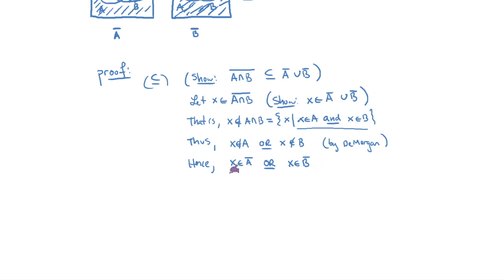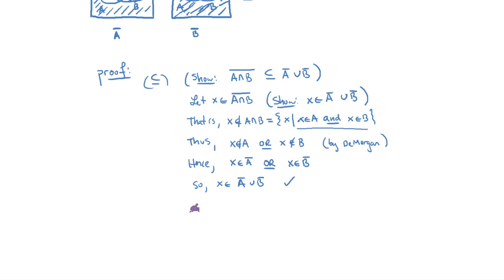Well, look at what we have right here. You have x is an element of the complement of A, or x is an element of the complement of B. By definition, you're saying that x is an element of the union of A complement and B complement, because that's what the union would be by definition. The union would be that x would have to be an element of this set or this set. That's what this would mean. Okay, and we're done. So we wanted to show this: x was an element of A complement union B complement.